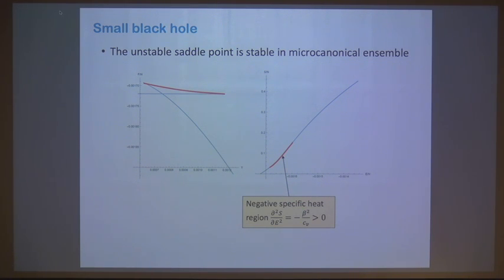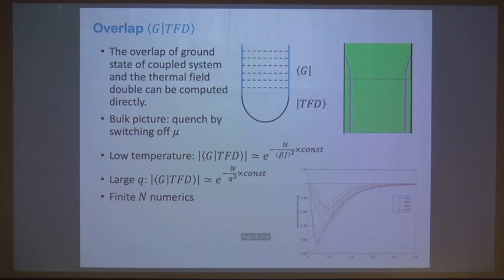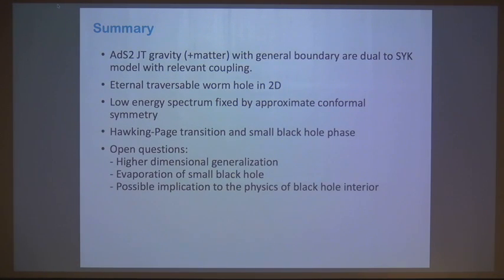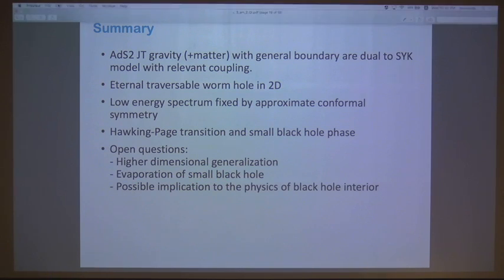So now we have this well-defined quantum mechanical model where you can find this negative specific heat region, which is like a small black hole or flat space black hole. I think that's an interesting feature that may help us understand, for example, evaporation of small black holes. So I will end here. In summary, we find these interesting features that are similar to gravitational theory. But there are several open questions, like higher dimensional generalization, and how do we learn something about the black hole interior? And maybe some of these are not open anymore. You may hear from Juan's talk.